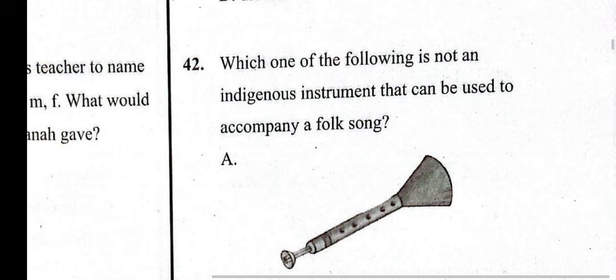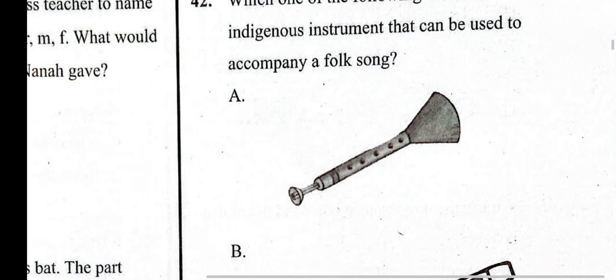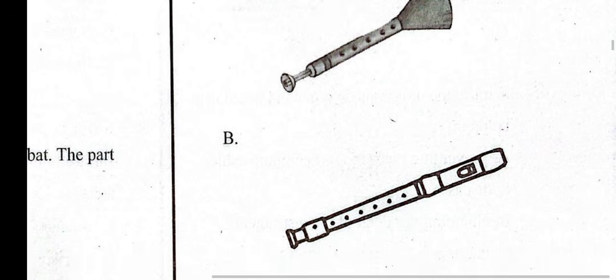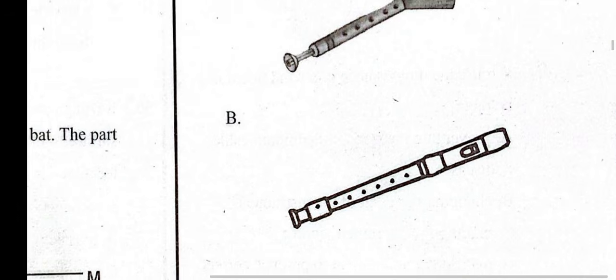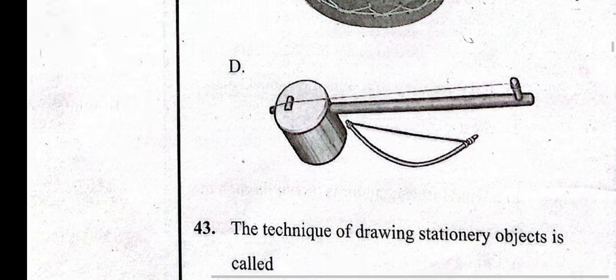Which one of the following is not an indigenous instrument that can be used to accompany a folk song? Indigenous means traditional from our communities. So let's look at this. We have that number B is a descant recorder. Descant recorder actually is a Western wind instrument. So that one is not indigenous, but the rest are indigenous.